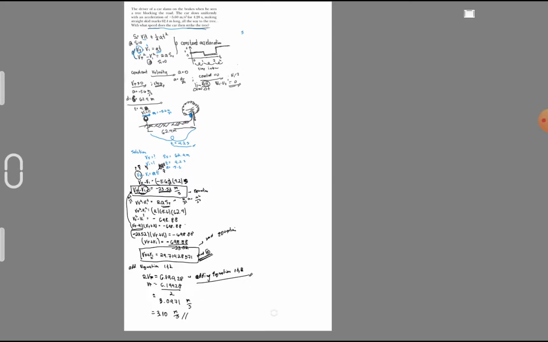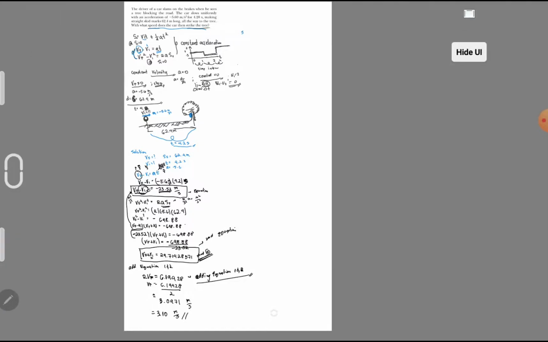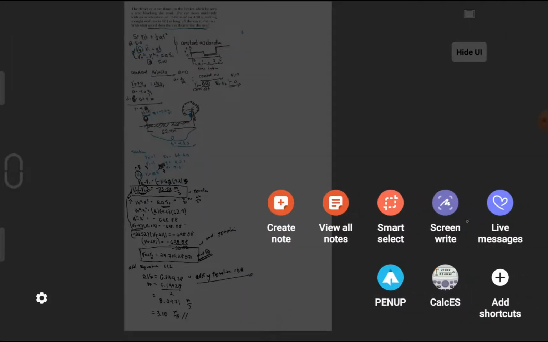Okay. So, kung gusto nyo tignan yung calculator natin, calculator techniques natin, okay? Ito. So, dun tayo.